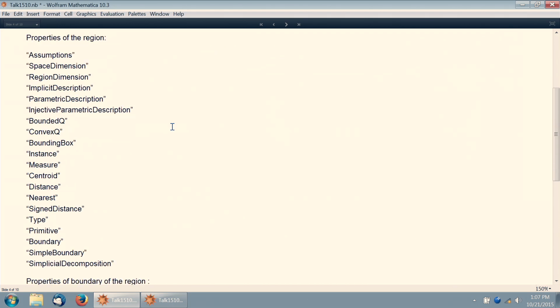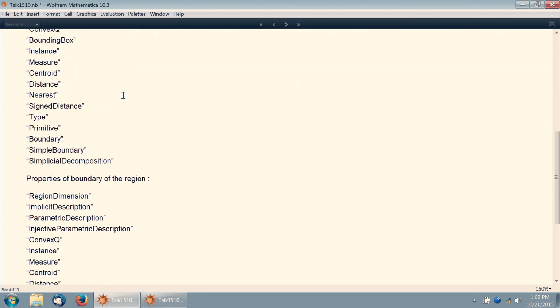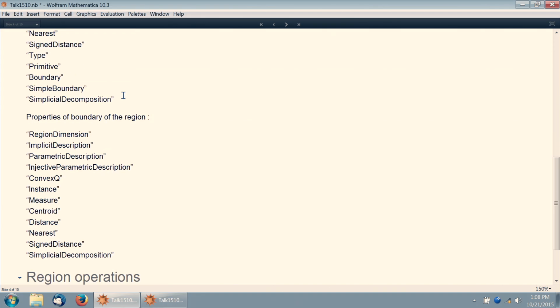Some of them correspond directly to functions that we have, like region measure. Others do not, like parametric description or injective parametric description that's useful for integrate, but there is no direct function for it. So we are also storing some properties of special regions that might come in useful in computation with them. And we store 12 properties of the boundary of the region.